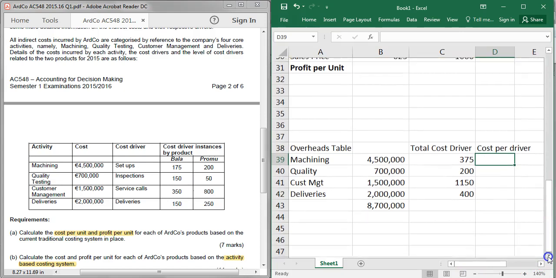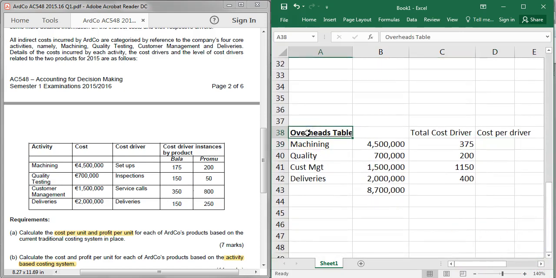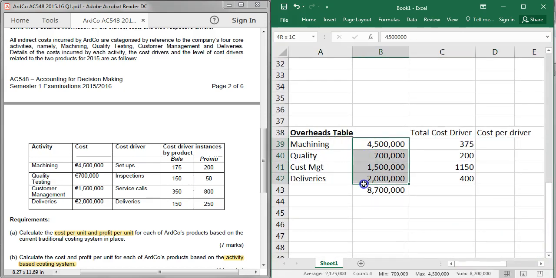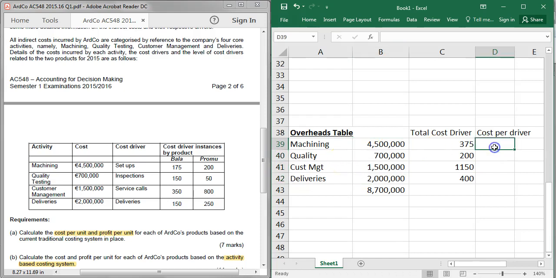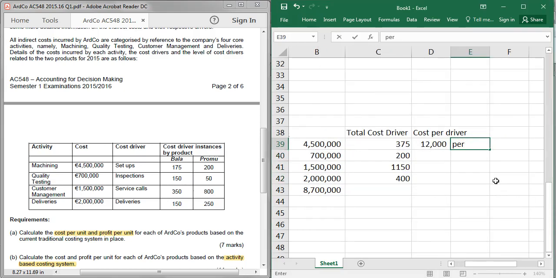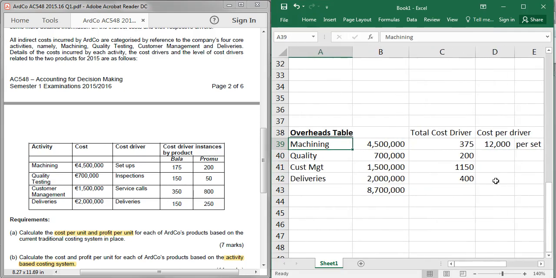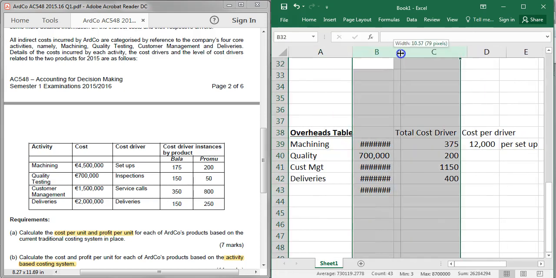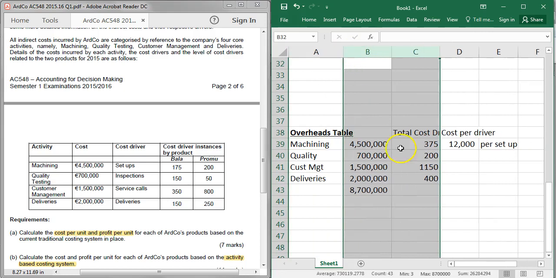So that's always your steps when activity-based costing is, you get your overheads table, you get what we call the cost pools, so it's the pool of costs that are similar, and you get the driver for each pool, and you'll be given that in the exam. So here it's 4.5 million over 375 setups. So it's 12,000 there, per setup. That's the first thing. So you're saying the cost of that is 12,000 per setup. The more setups, the more costs is your assumption.